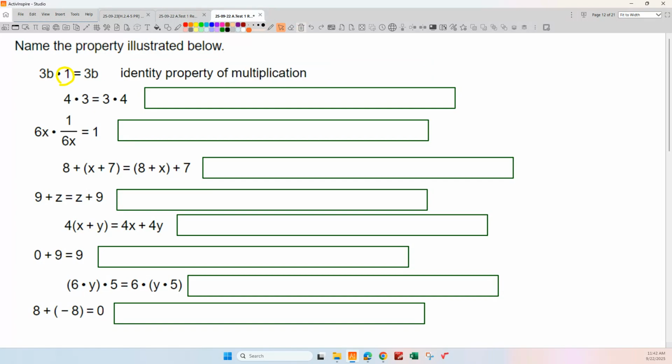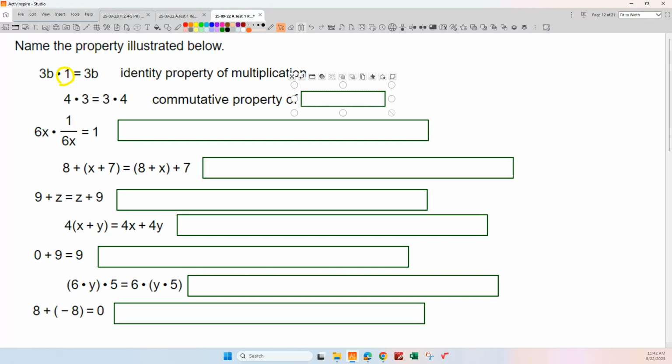Okay. 4 times 3 equals 3 times 4. What do you think about that one, Jubal? Okay, so it's the one where we're exchanging places. What's our math word for that? Commutative. There you go. Commutative property of multiplication. All right, I like it. 6x times 1 over 6x equals 1. And this is, I would say, the giveaway right there. Inverse property of multiplication.